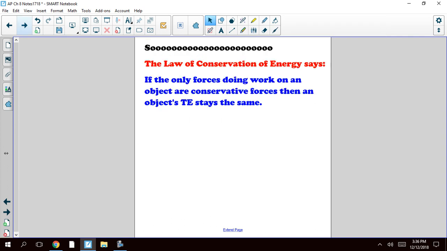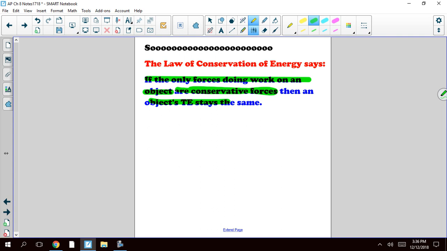So, all right, the law of conservation of energy says the following. If the only force doing work on an object, or the only forces doing work on an object, are conservative forces, then the total energy stays the same, okay? That's how all of the problems in Chapter 8 are going to have this property. The forces on the object will either be conservative, or if they are non-conservative, they will not be doing work because the non-conservative forces will always be perpendicular to the direction of motion, okay?